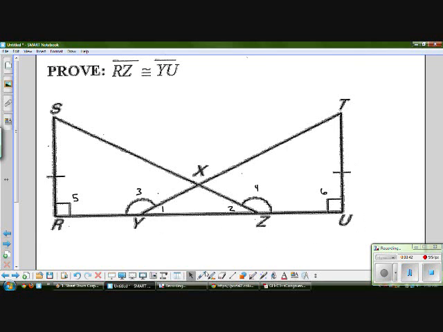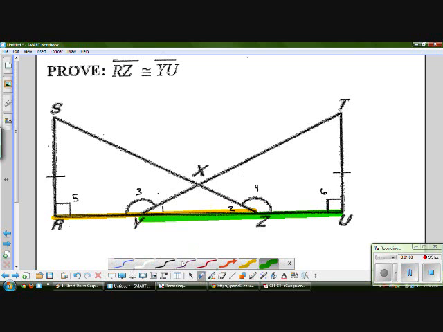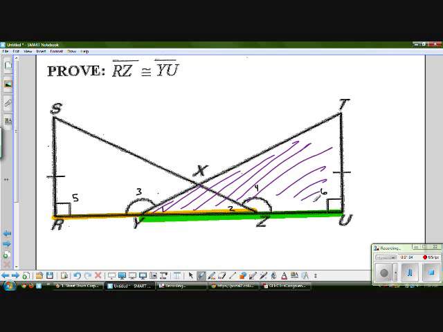Well, first, let's locate where those two things are. RZ is here, and YU is right here. So looking at these two things side by side, hopefully you're noticing they're involved in two triangles. So YU is part of this triangle, and well, let's go blue, and then RZ is actually part of this triangle.